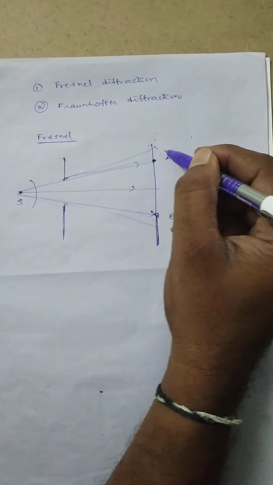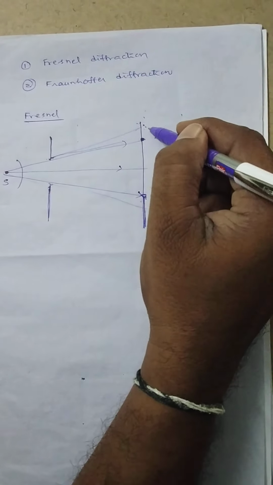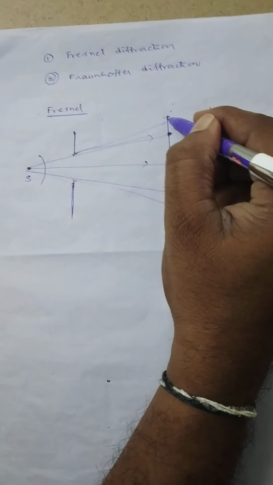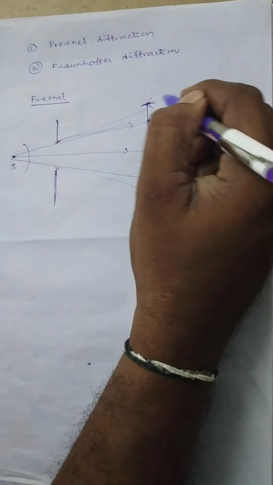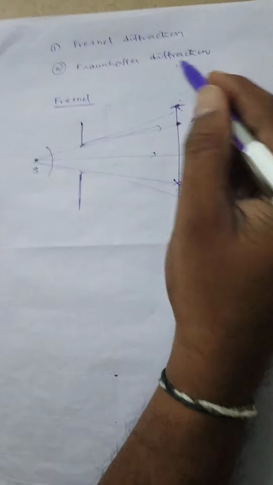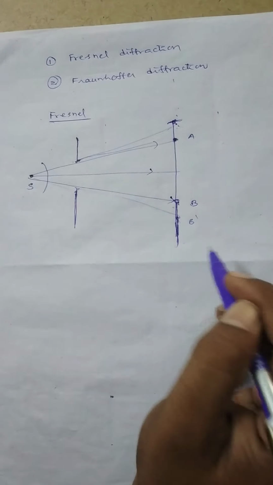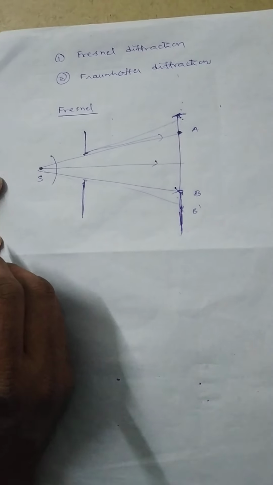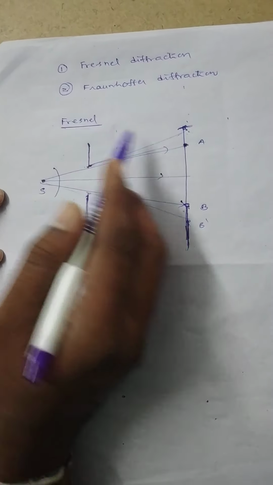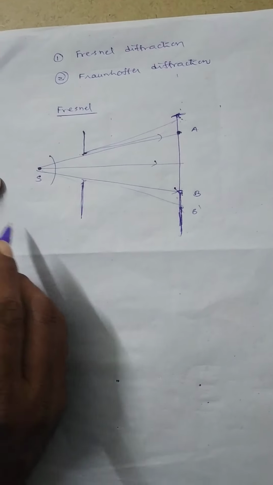So the illumination decreases up to a certain distance, and above this point there is a completely dark shadow, and below a certain point, B to B dash, here also there is a completely dark shadow. This property of bending is called diffraction.